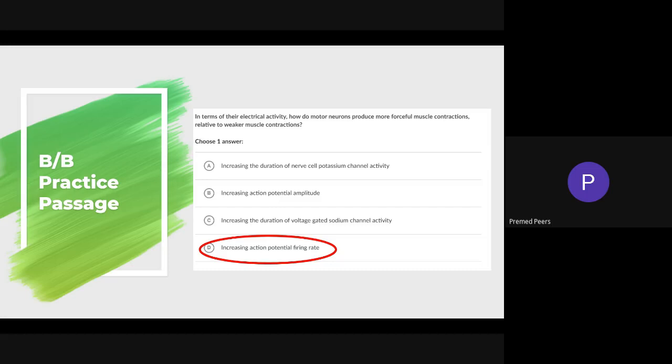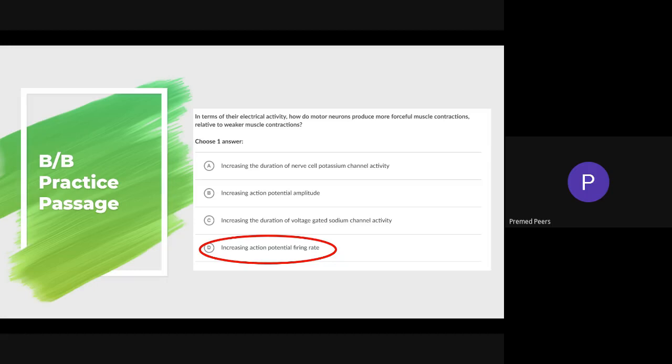As far as the other answer choices, B, increasing action potential amplitude, is not possible because action potential is one of those all or nothing events. It's a fixed change in the electrochemical potential, and you're not going to have an increased amplitude or anything like that happening. There's no gradation there.